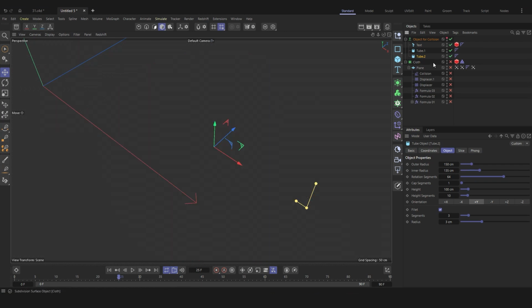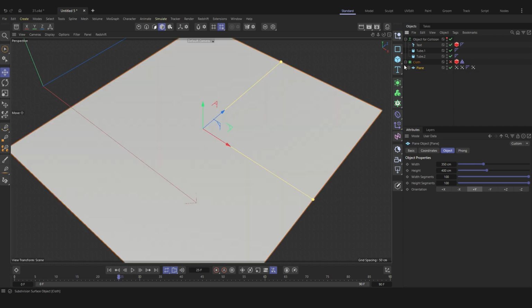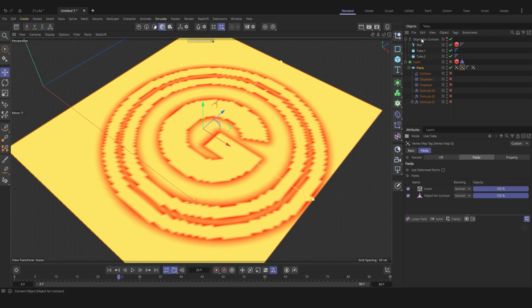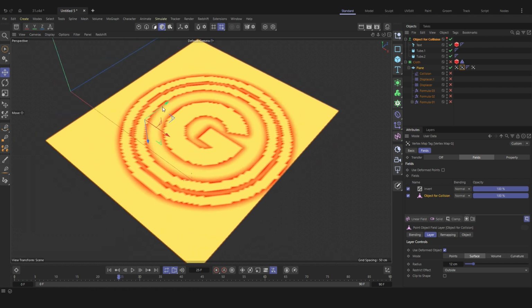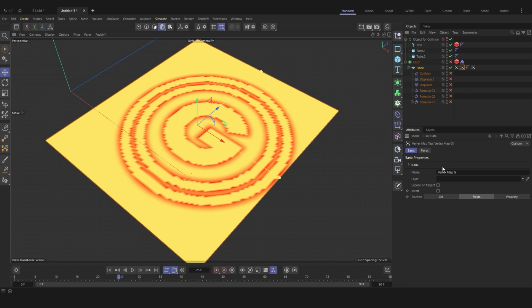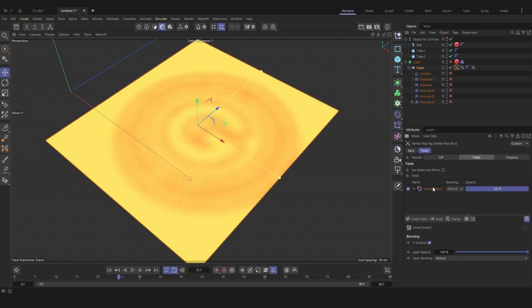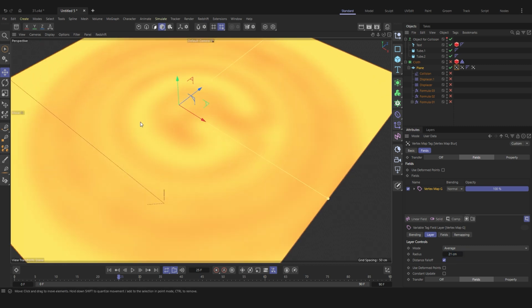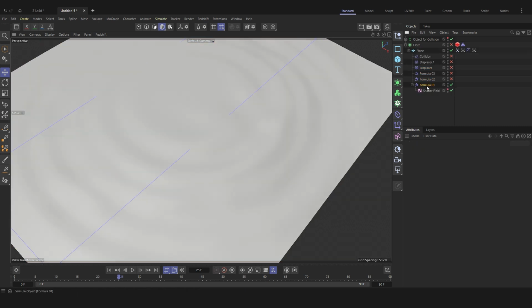Next, let's check the vertex map on the plane itself. I created a second vertex map to smooth out the corners using the average mode. Now let's see what these masks are for.